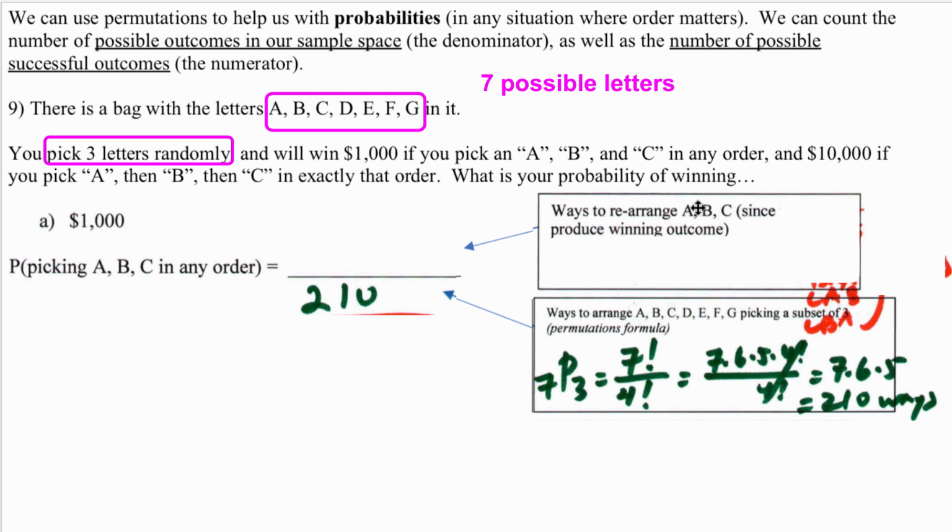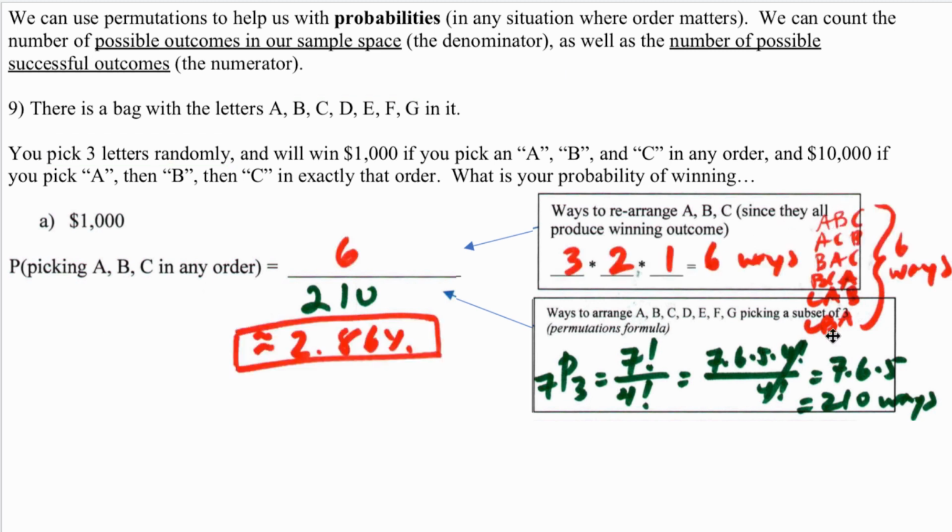So think, how many ways could I arrange A, B, and C if I count them differently, like A, B, C, A, C, B? Well, it's just this. Again, you could just do the sample space. A, B, C, A, C, B, B, A, C, B, C, A, C, A, B, C, B, A. There's 6 possible ways. But you could also do the multiplication counting principle. You could say I've got 3 possibilities for the first pick, right? Because A, B, or C, any of those 3 would work. 2 possibilities for the second and 1 for the third, or 6 possible ways. So in other words, I've got 6 possible ways to have success over 210 total possibilities.